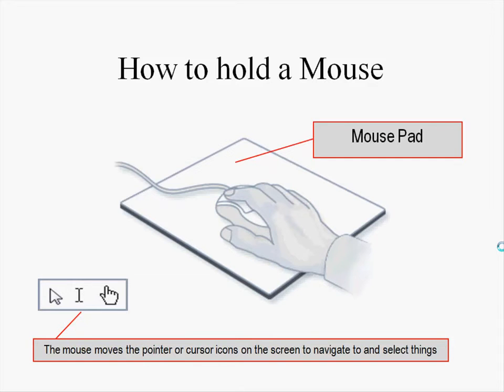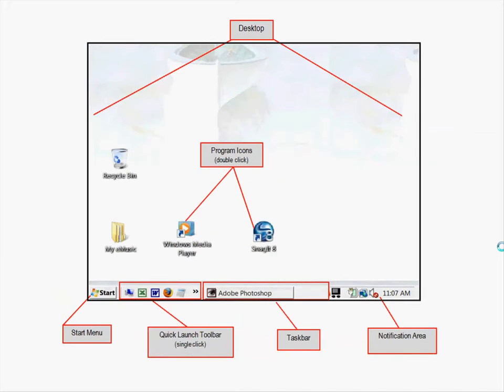But what do you do with a mouse? Well, we're going to find out, because next we're going to talk about the desktop. That is the area on the screen that is what you see when you first turn on your computer.